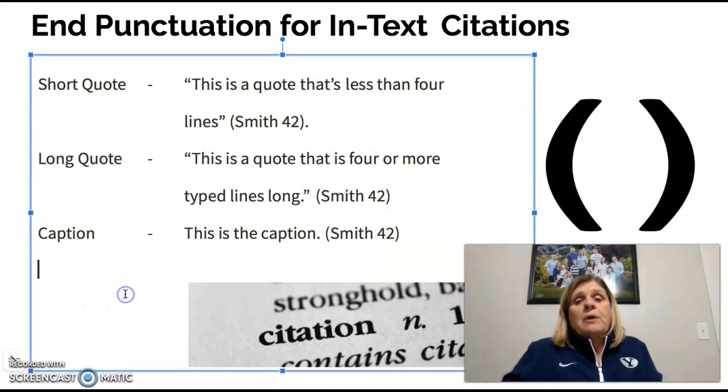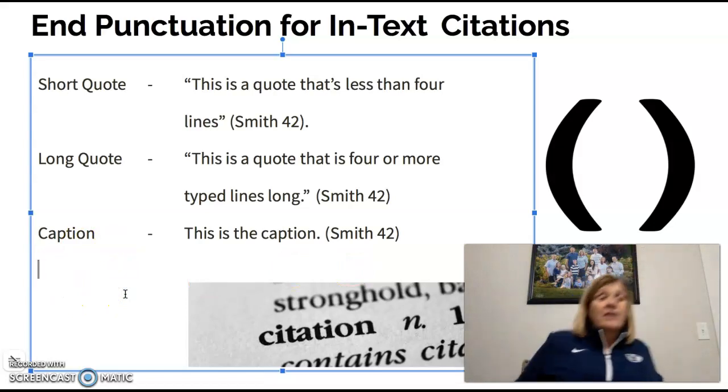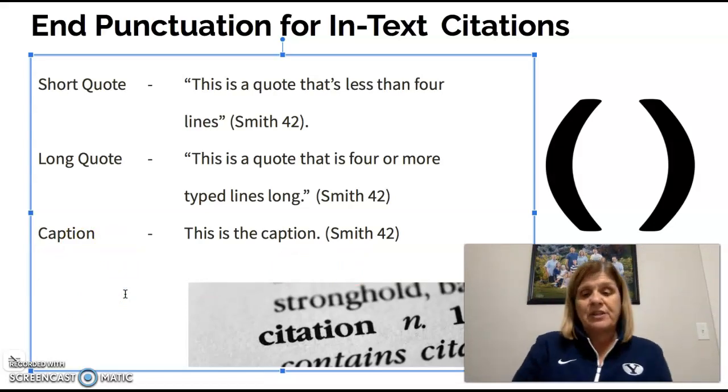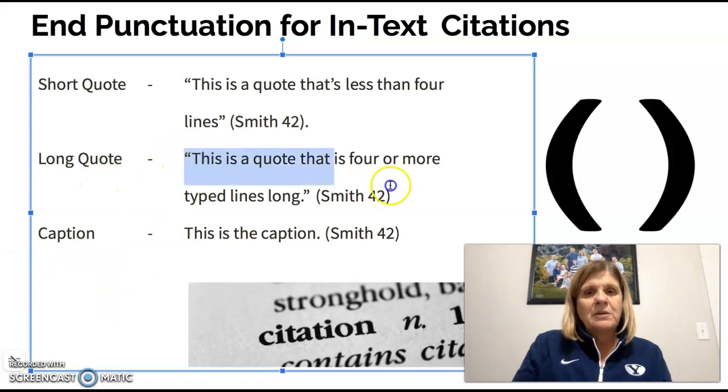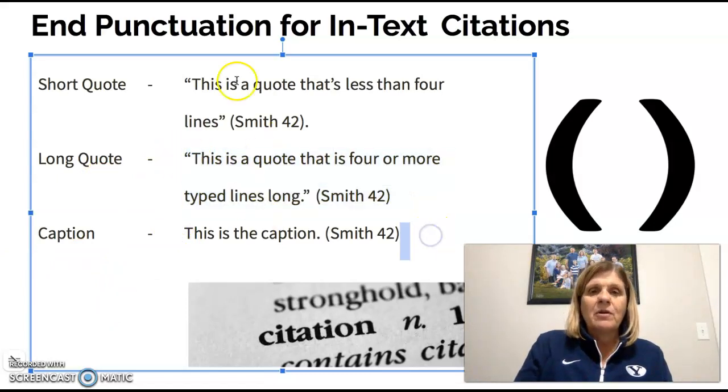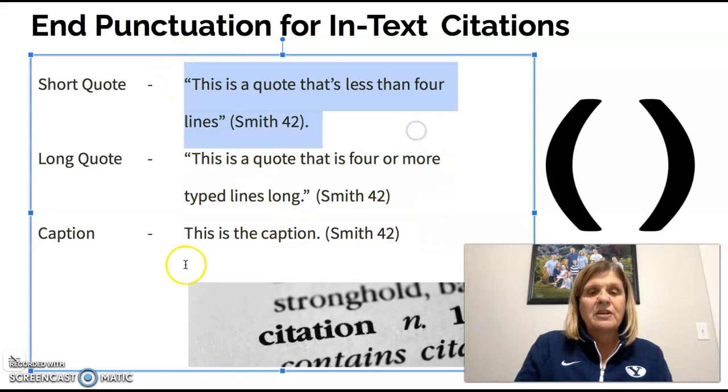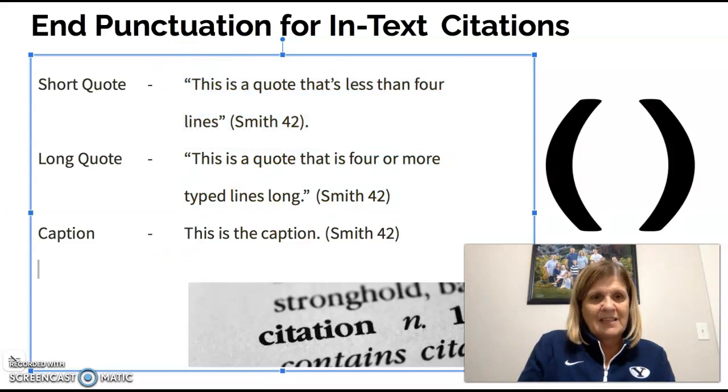The other time you put the period before the parenthetical notation is if you have a caption underneath a graph or a picture in your research paper. So that's only going to be one time in your paper. Every other time the period goes after the parentheses.